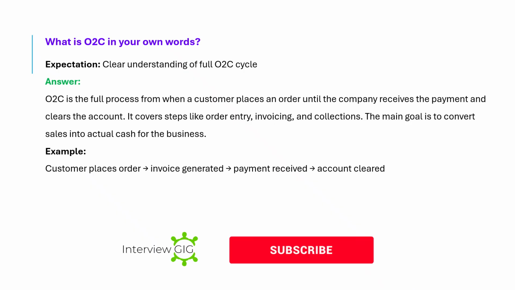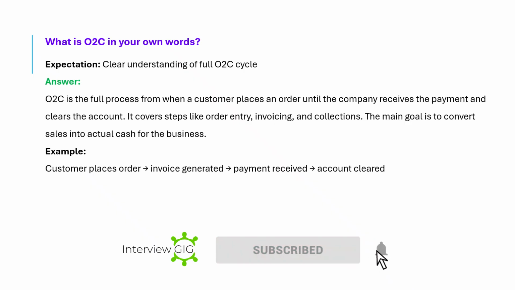What is O2C in your own words? Expectation: clear understanding of the full O2C cycle. Answer: O2C is the full process from when a customer places an order until the company receives the payment and clears the account. It covers steps like order entry, invoicing, and collections. The main goal is to convert sales into actual cash for the business. Example: customer places order, invoice generated, payment received, account cleared.